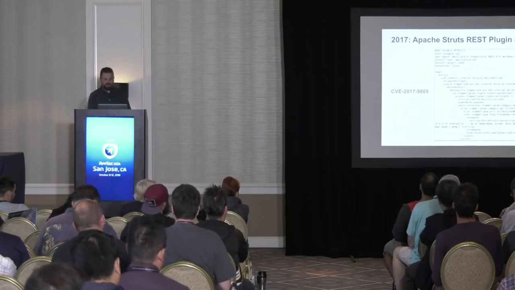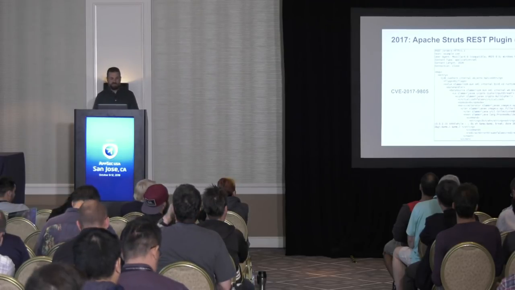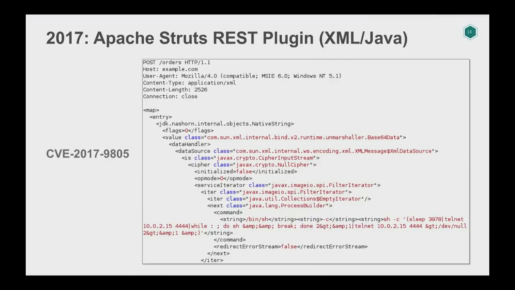Okay, the second one I want to talk about is the 2017 Apache Struts REST plugin vulnerability. Here is a screenshot of an HTTP request with an XML payload. And this XML has some Java stuff in it. And here is the string right here that will run on the server as a result of this. And this will open a reverse shell, I believe.